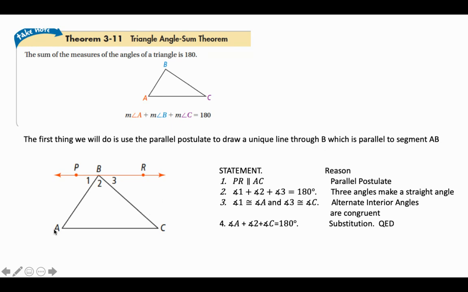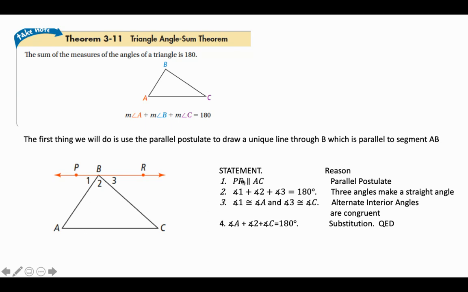So you can see here, I had triangle ABC, and then I drew that line up there. And there's only one parallel line that goes through B, parallel to AC. And I drew in the numbers 1, 2, and 3. So my goal, once again, is to prove that A plus B plus C equals 180.